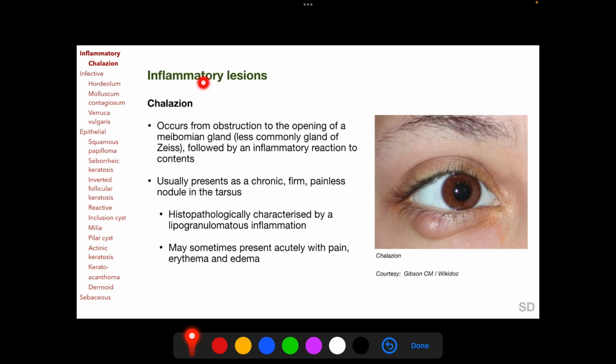Chalazion is an inflammatory lesion occurring from obstruction to the opening of a meibomian gland, and less commonly that of the gland of Zeiss. Both meibomian gland and gland of Zeiss are modified sebaceous glands. The secretions of these glands then accumulate, and this is followed by an inflammatory reaction to the contents of the gland. And chalazion usually presents as a chronic, firm, painless nodule in the tarsus and is histopathologically characterized by a lipogranulomatous inflammation. Sometimes it presents acutely with pain, erythema, and edema.